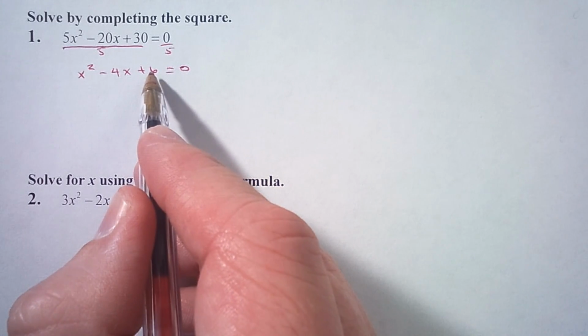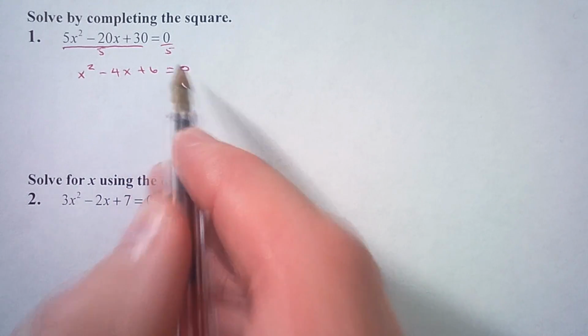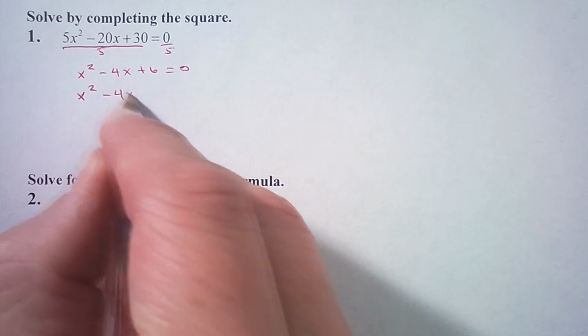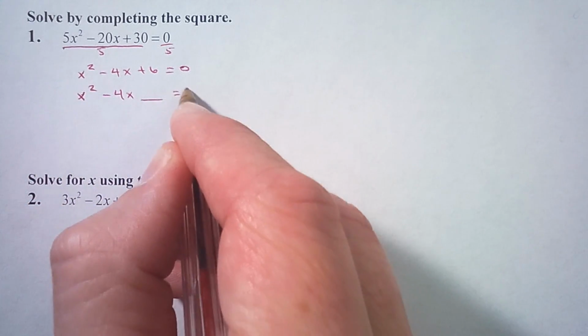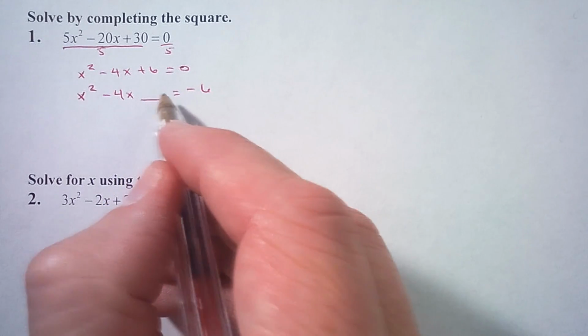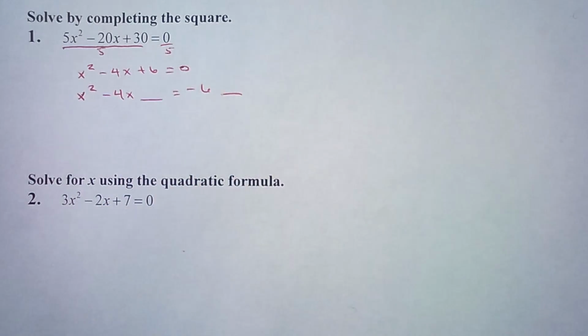So this c we're going to move over to the right and leave space for a new c. So we have x squared minus 4x, and we'll leave a blank, equals negative 6. And whatever I fill in for this blank, I have to match that on the other side. So I'll put a blank there to match.